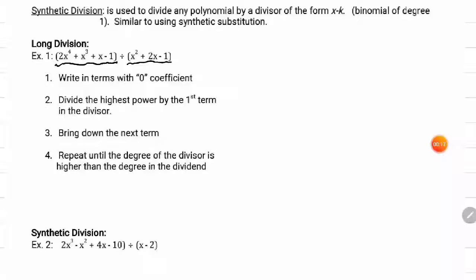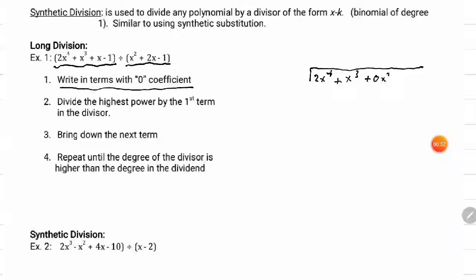What you want to do in long division is create your little division symbol. The thing that is being divided, also known as our dividend, 2x to the 4th, is on the inside, plus x cubed. And then you want to make sure that you write in terms with 0 coefficient. What that means is our x squared value is 0, right? So we're going to say plus 0x squared plus x minus 1. And then on the outside, we're dividing by x squared plus 2x minus 1. Okay?